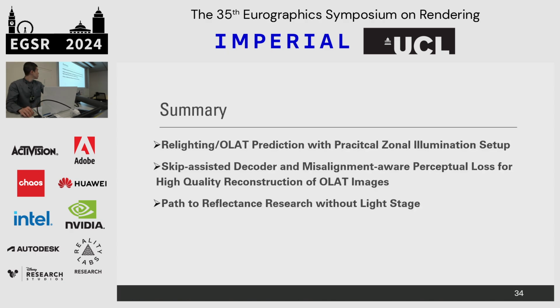So to summarize, we present a method for high-quality relighting and OLED prediction with a practical zonal illumination setup. To obtain high-quality reconstruction of OLED images, we propose a skip-assisted decoder and a misalignment-aware perceptual loss used to train the decoder. And hopefully, our research provides an alternative path to reflectance research without the need of the light stage.